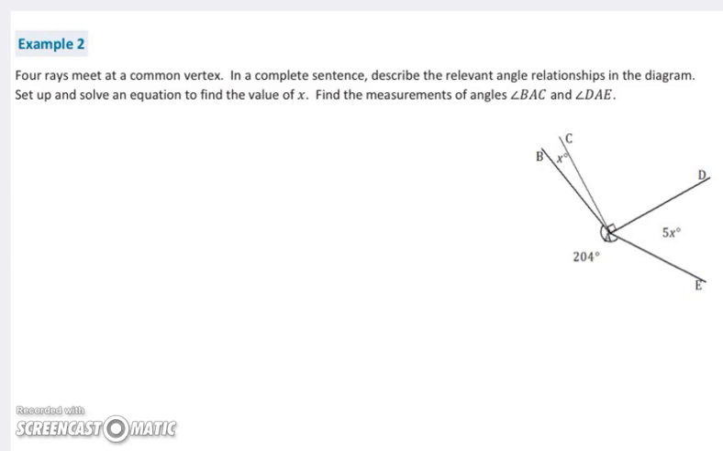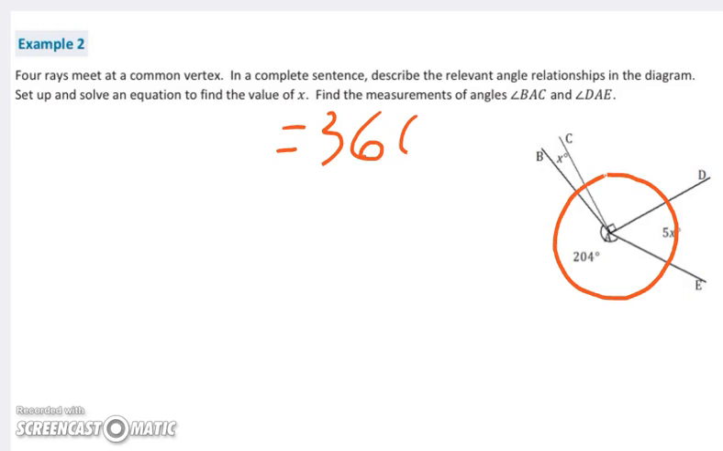Third angle relationship, supplementary. Again, I don't see straight lines or multiple angles on a straight line, so we have to go with our good old faithful, make a big circle. When all else fails, make a circle, because we know that they always will equal 360 degrees. I'm going to move that over a little bit. Right, backwards, I like that.